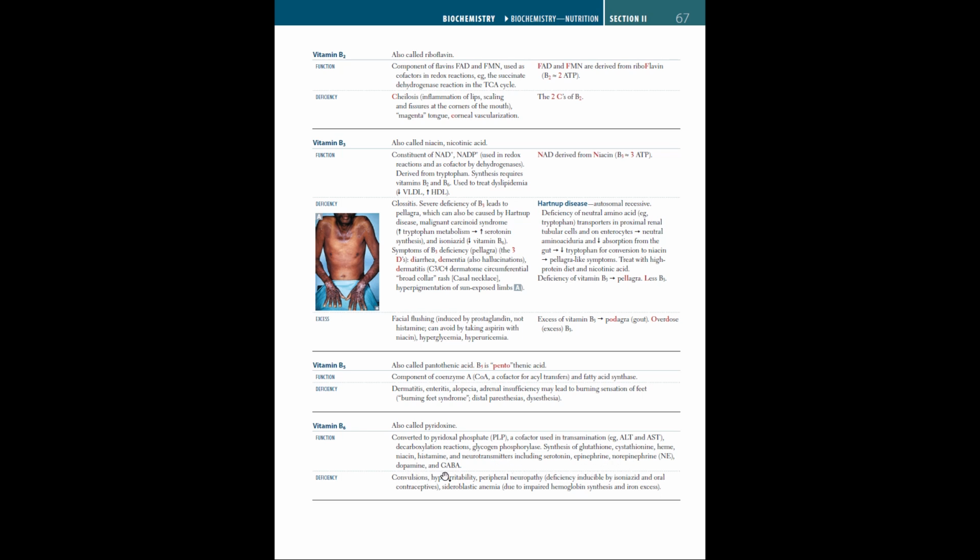norepinephrine, dopamine, and GABA. The deficiency of vitamin B6 leads to convulsions, hyperirritability, peripheral neuropathy, deficiency induced by isoniazid and oral contraceptives, and sideroblastic anemia, which is due to impaired hemoglobin synthesis and iron accumulation.